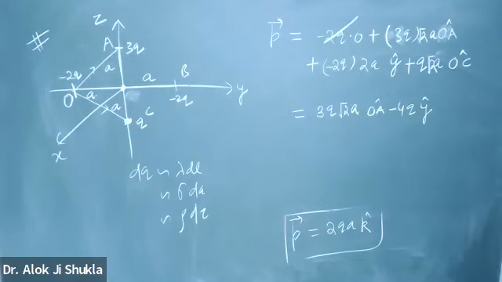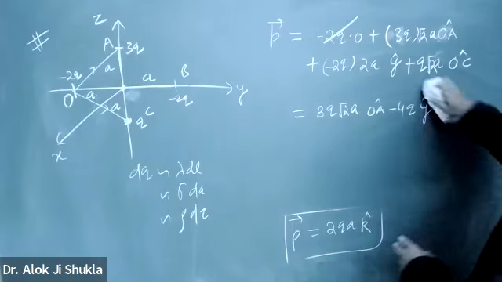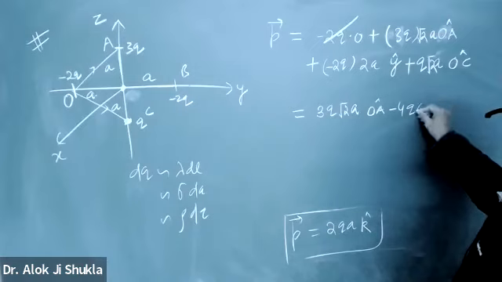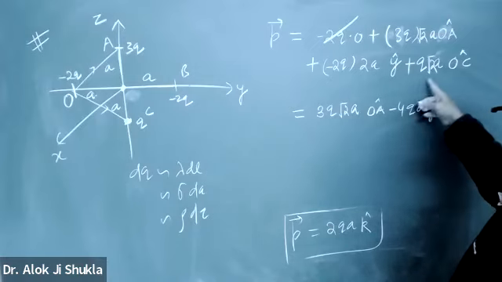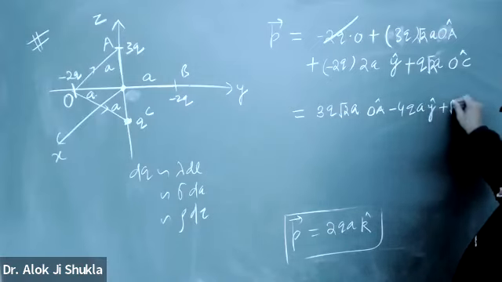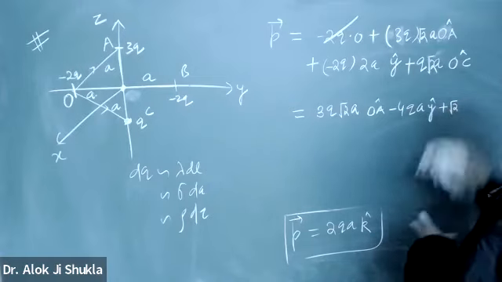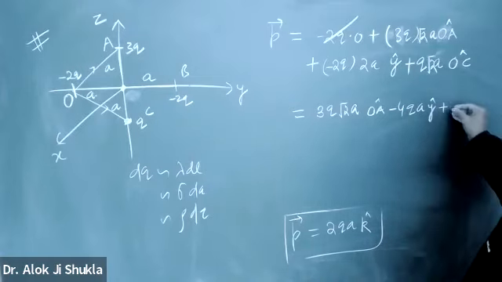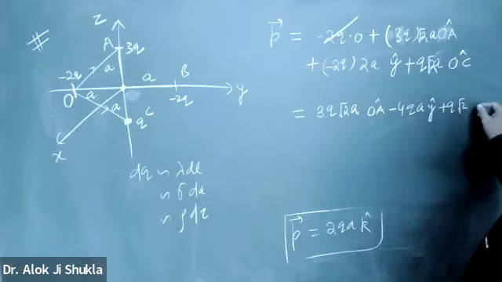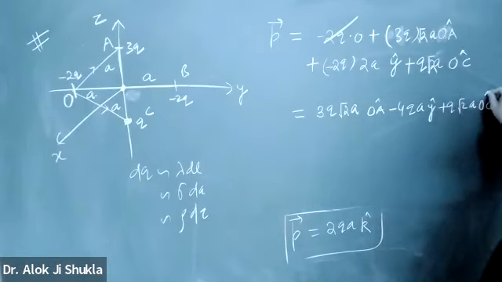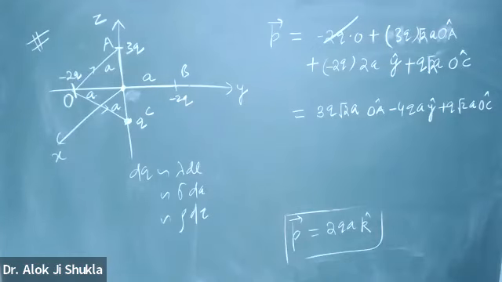OA cap and minus 4Q Y cap. A should be there. 4QA Y cap. And what else? Plus root 2, let me write it like this, Q root 2A OC cap. This we have to manage.